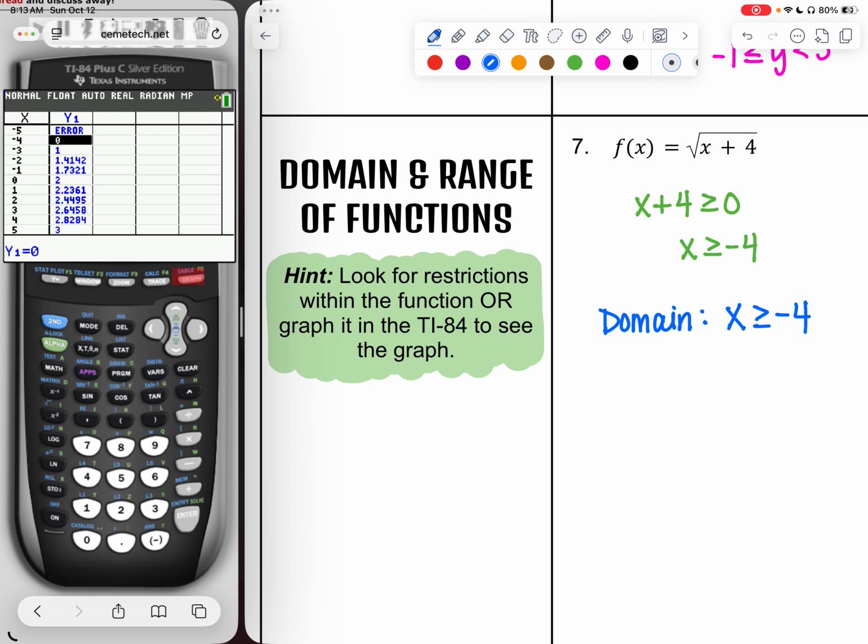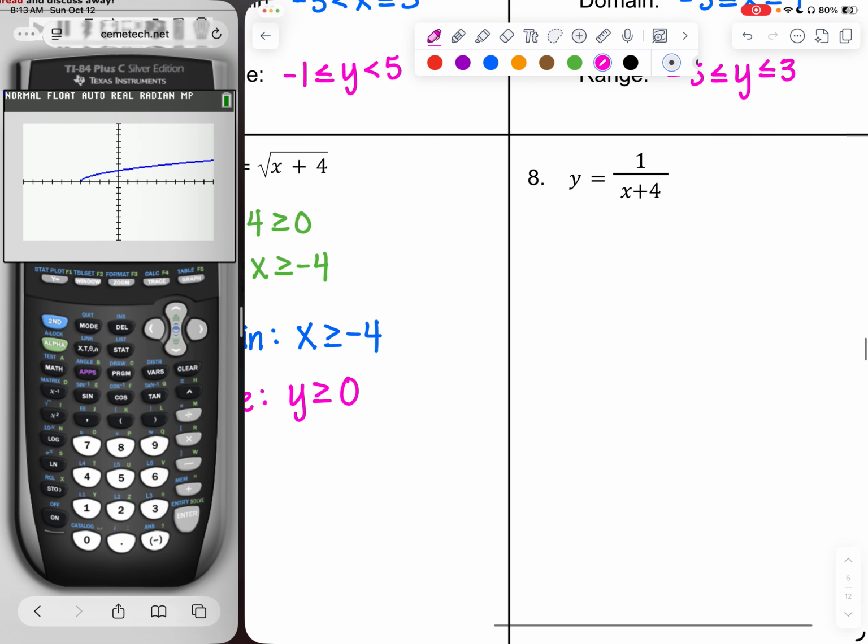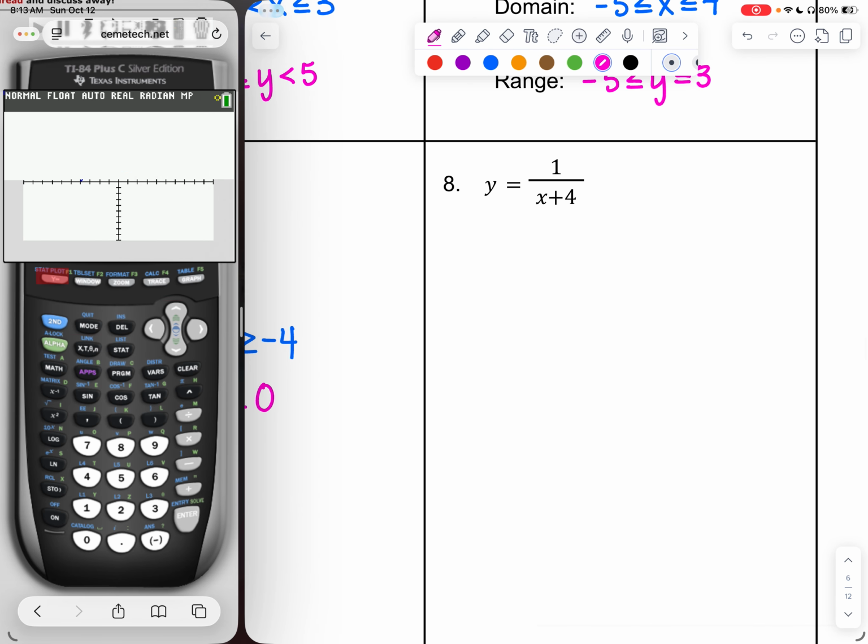And you see that that's true because if you look at the graph, you will see that x is -4 on up and then y is at 0 on up. So here we know that the range is going to be y has to be greater than or equal to 0. All right, let's look at the next one.